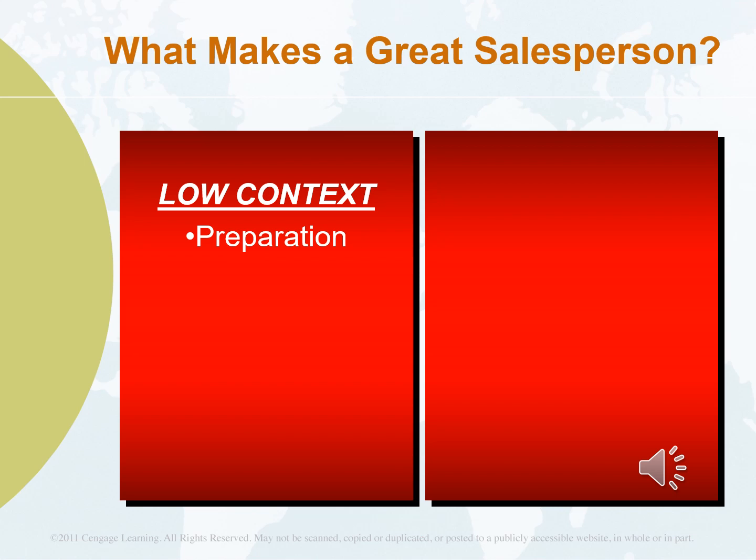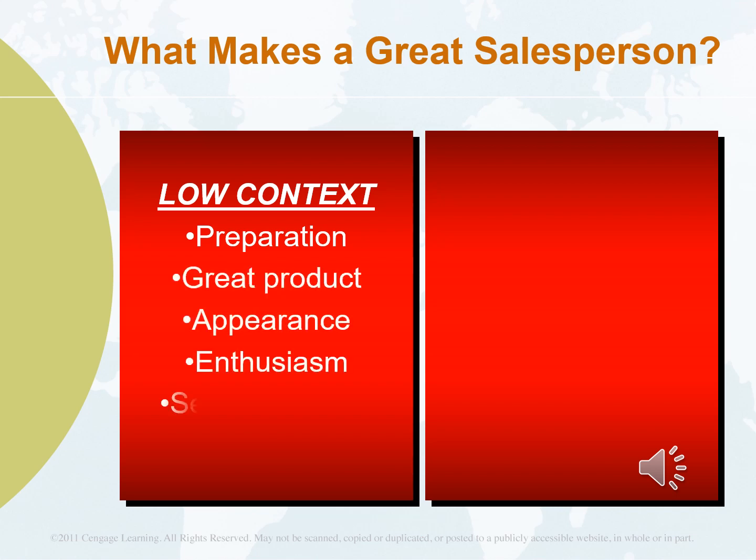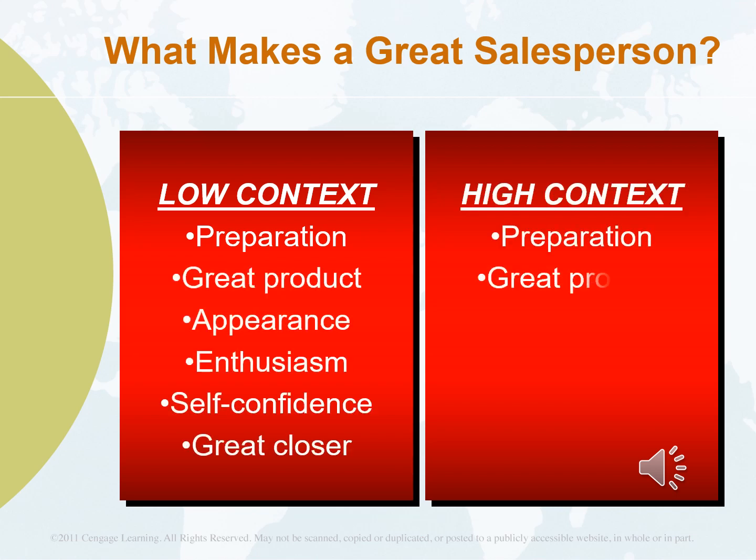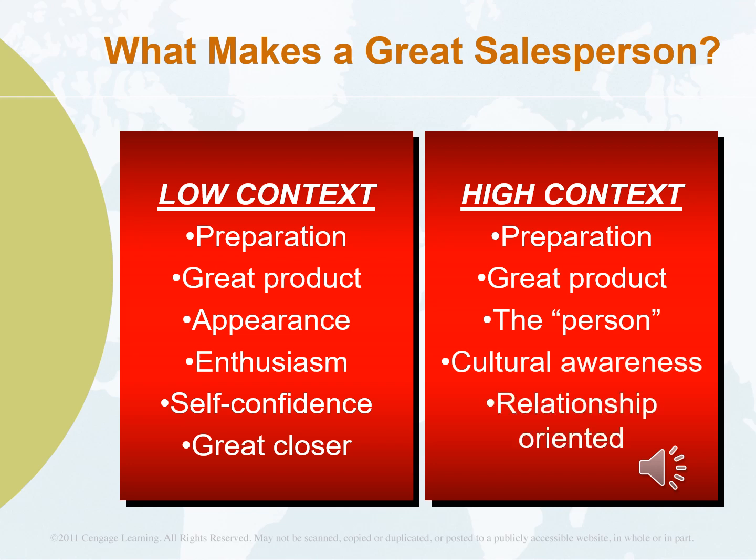What makes a great salesperson? In low context versus high context culture, there are different requirements, different expectations, and different attributes and strengths that salespeople should have. In low context culture, such as the United States, versus high context culture, such as Japan and China.